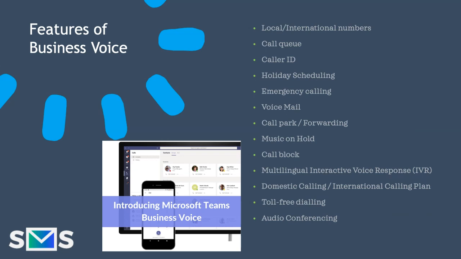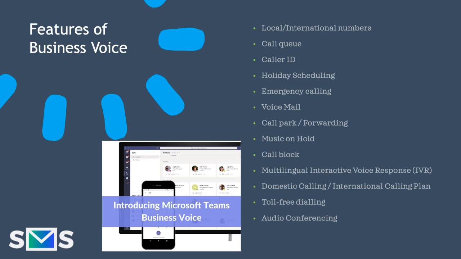It'll just work as a normal phone. Voicemail is included. You can do call parking and forwarding. Music on hold is an option. You can block numbers, so if you get spam calls, you can block them. For the IVR system to work, you'd need to be on enterprise voice. And obviously you've got international and domestic calling plans. There's an option for toll-free dial-in.